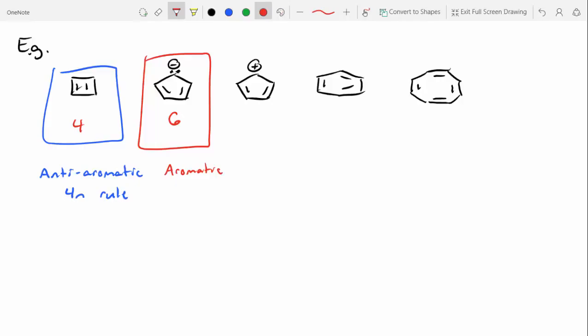If we look at the next one, we don't have that lone pair anymore. There's a carbocation at the top. This is 4 electrons in the ring system. So if we count all of the electrons, it doesn't work with the 4n plus 2 rule. Instead, again, this is anti-aromatic.